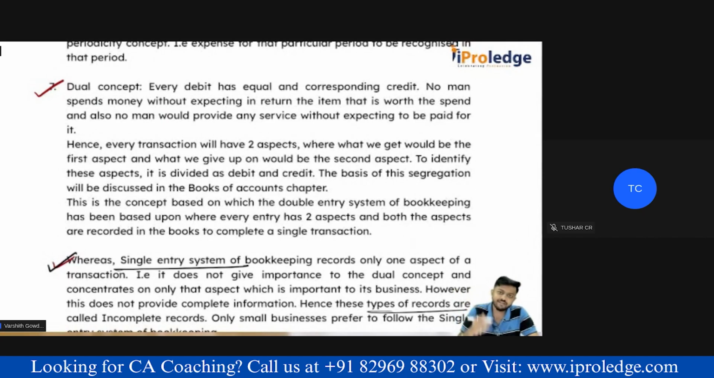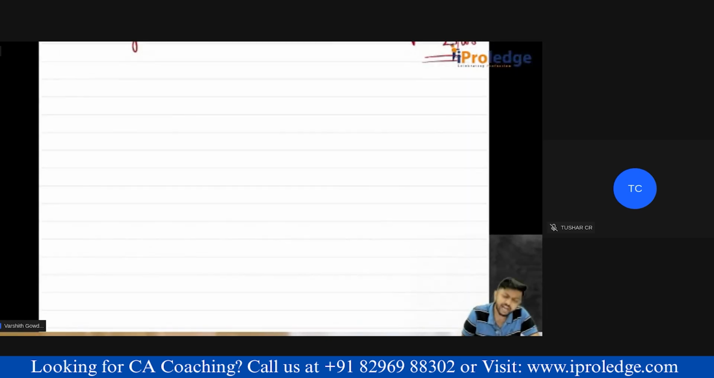You give me any transaction if you want. Let's check. Rent paid. What are the 2 aspects? Rent is an expense which will go to P&L. Since it is paid, your cash is decreasing. So 2 aspects. Then anything you take. Salary paid: salary and cash. Correct. Sales happened: debtors to sales. Whenever you make credit sales, your debtors is increasing, and your sales, which is an income, is increasing. So for every transaction you have 2 aspects. That is your dual aspect concept.